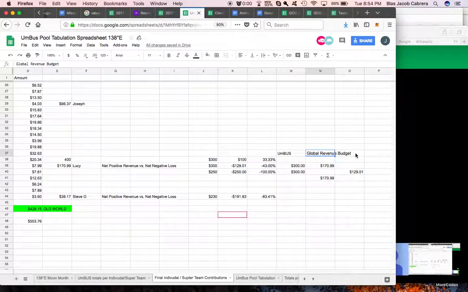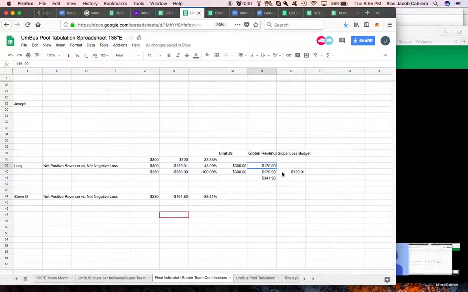And then you have the loss budget. And this is the global loss budget. Okay, so she lost 129, but she gained 170, and they're both 300. Oh, wait, no, this one is 170, yeah, 179. We'll double check it all and figure it out.